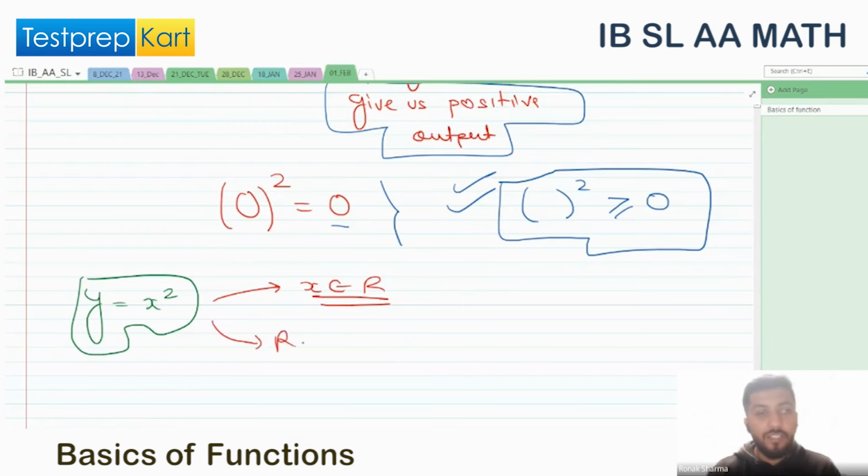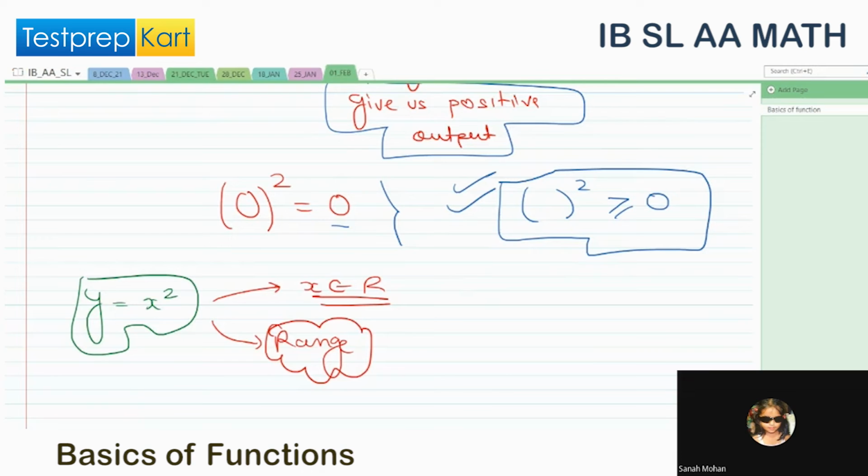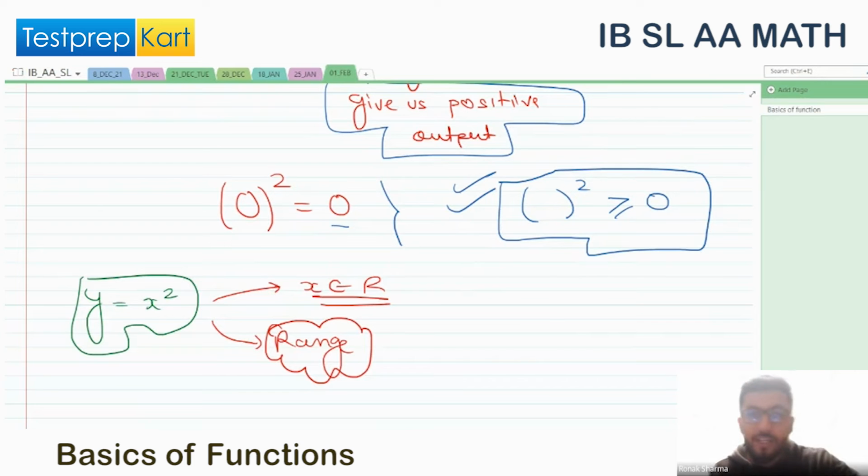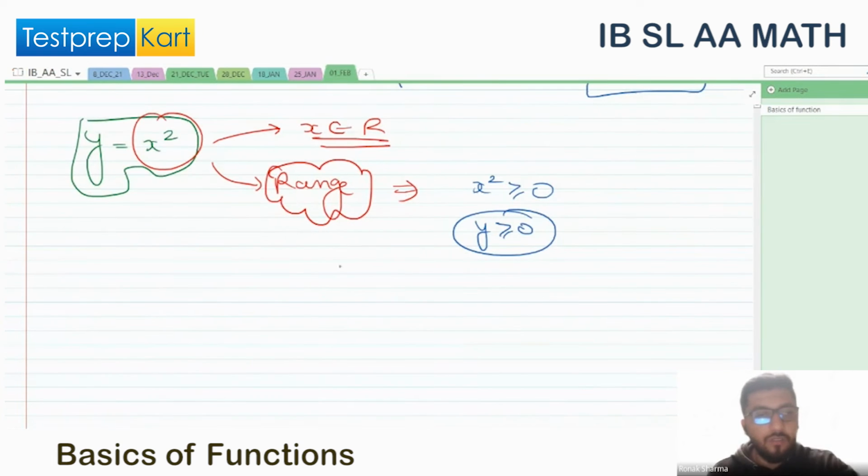Now, if I talk about range, what is range? You have noted down a definition. Tell me what is range? It is the value of y. Output, basically all the values that you are getting after putting the value of x. So the range will be what? I know that x square is always greater than or equal to 0, and x square equals y. So y is also greater than or equal to 0. So what is the range? 0 to infinity. Note it down.